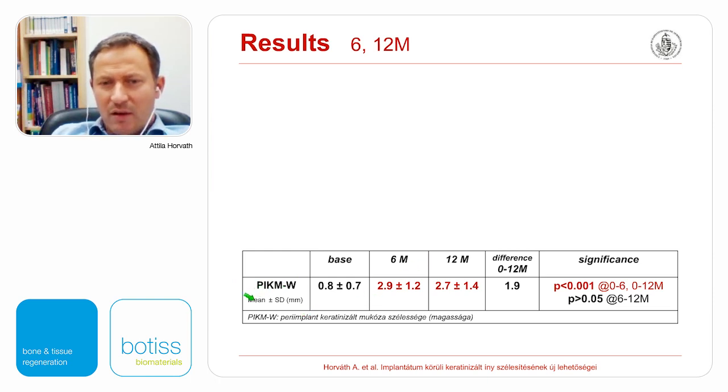The peri-implant keratinized width, so we can't see the graphics of the table, out of 0.8 millimeter, which was the baseline, at 6 months, a half year later, we reach almost 3 millimeters. And in 12 months, when most of the shrinkage occurs, it's still more than 2 millimeters. So the shrinkage was only 0.2 millimeter, which is not really much. And of course, there's a statistical significance between baseline and 6 and 12 months.